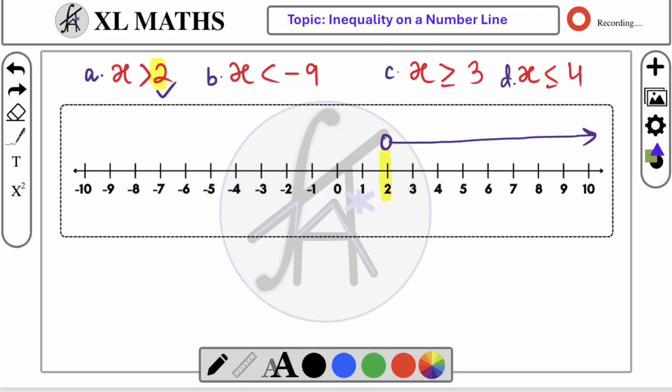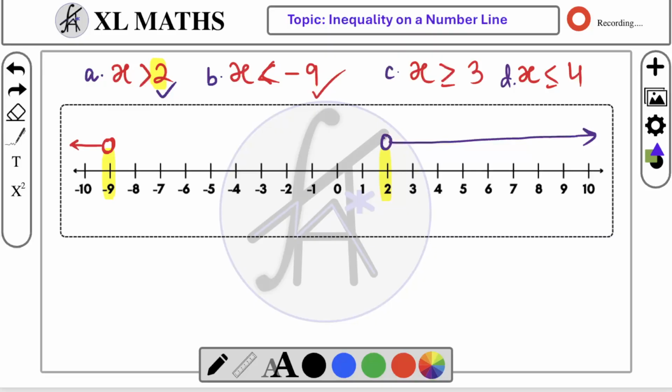Next is x is less than minus 9. Okay, so where is minus 9? Here. We have located it. Empty or full? Empty circle. Let's draw an empty circle and just locate the arrowhead, which goes left. Done. Correct. Let's move to the C part.